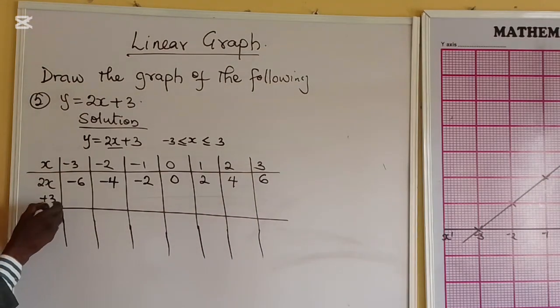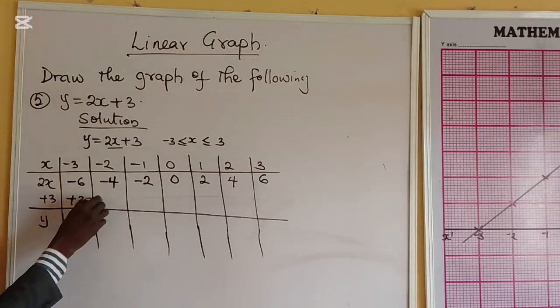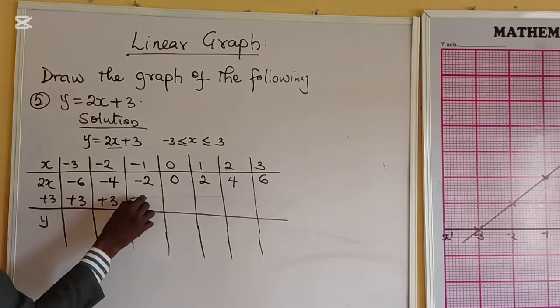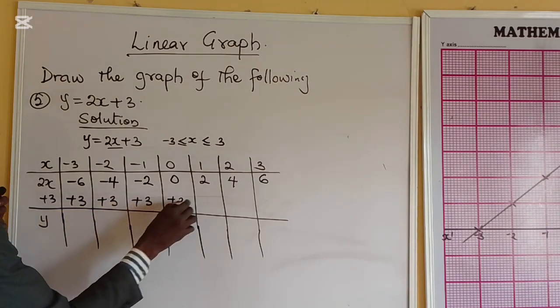This is plus 3, a constant number. You add it all through. Plus 3. You add it all through.